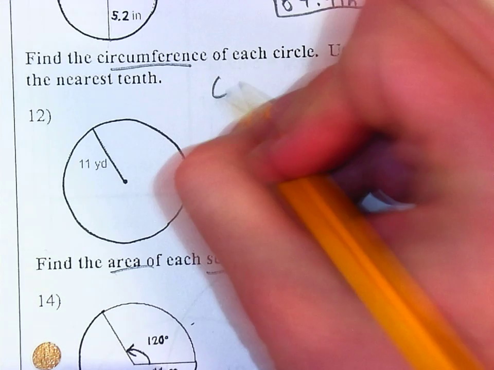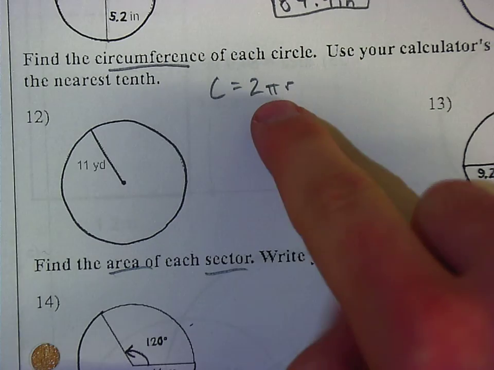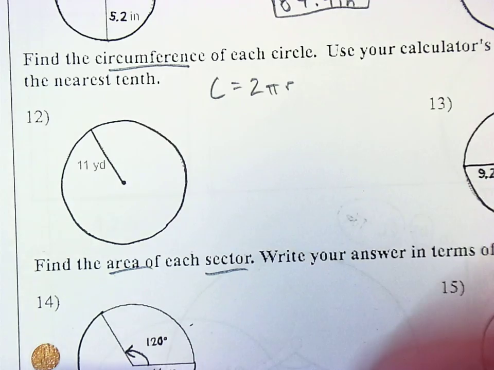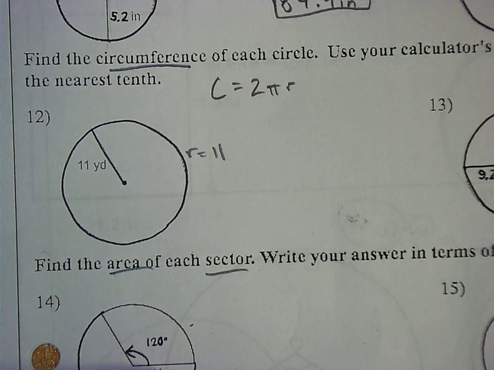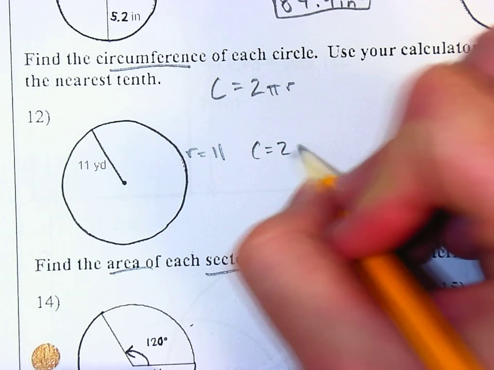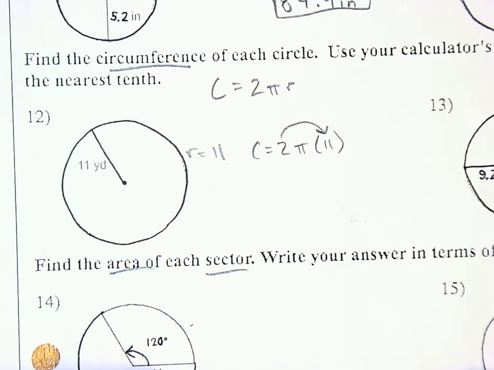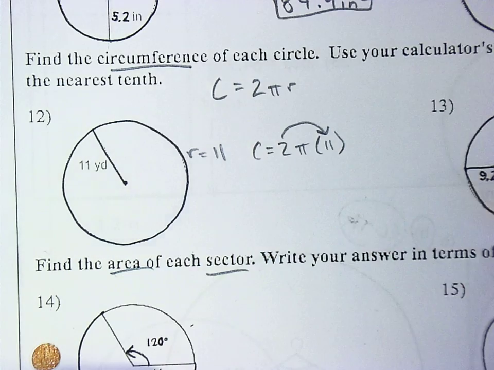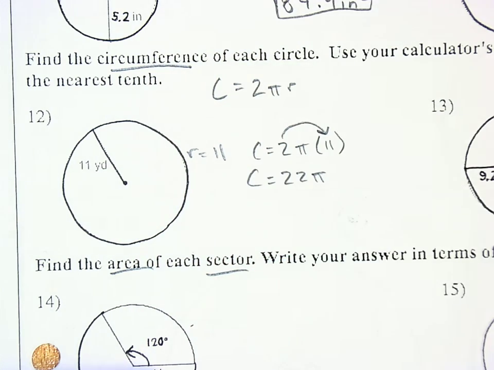All right, if we're doing circumference, the circumference formula is 2 pi r. And again, this is something you need to memorize. You need to make sure you have this memorized, 2 pi r. R over here is 11. So circumference would be 2 pi times 11. I can multiply the 2 by 11 because we're multiplying all of these things together, so it doesn't matter which one I start with. So 22 pi, right?